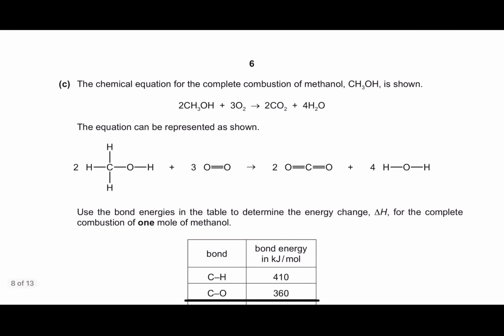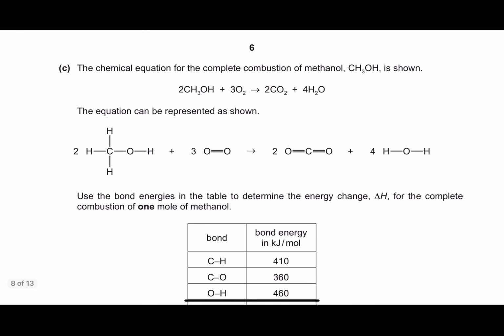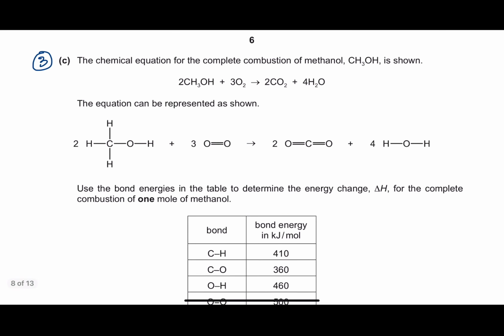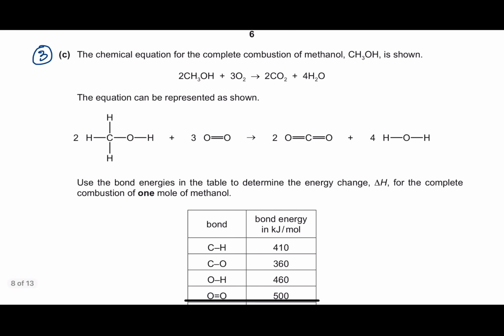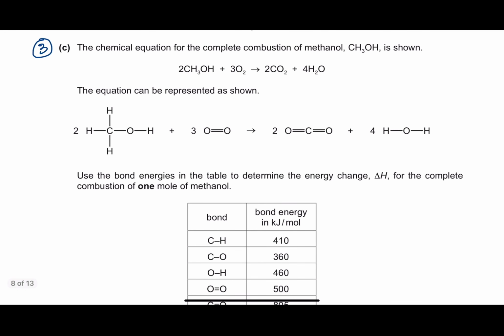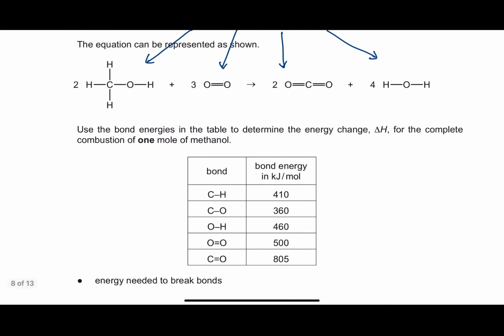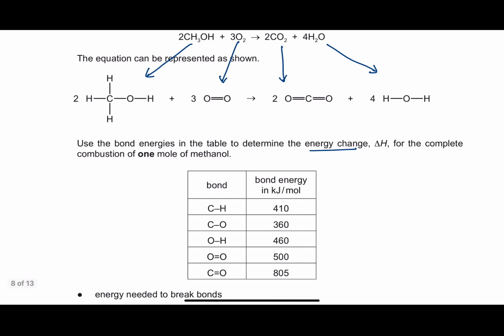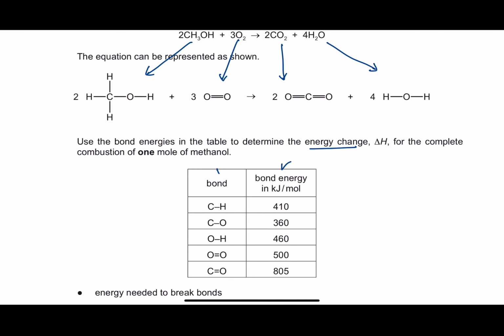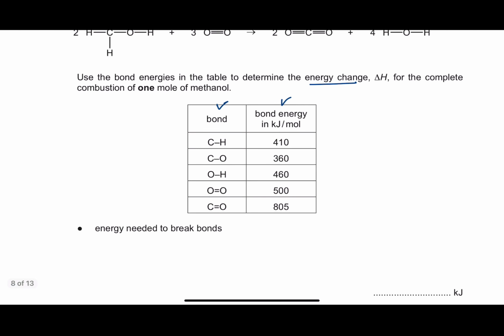This is a question from October-November 2017, question 3C. The chemical equation for the complete combustion of methanol is shown. So as you can see here, they have broken down the bonds for each of these molecules given. They want you to find the energy change for the complete combustion. This table has given you the bond energy for each bond present in your reaction.